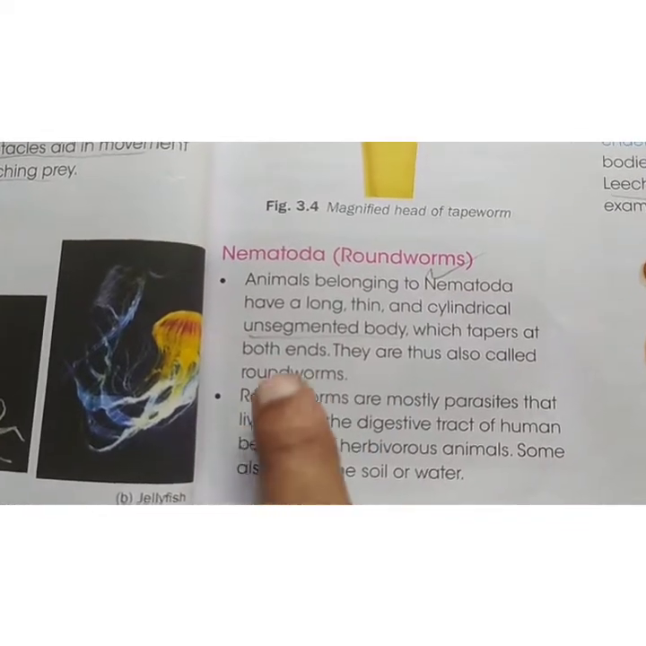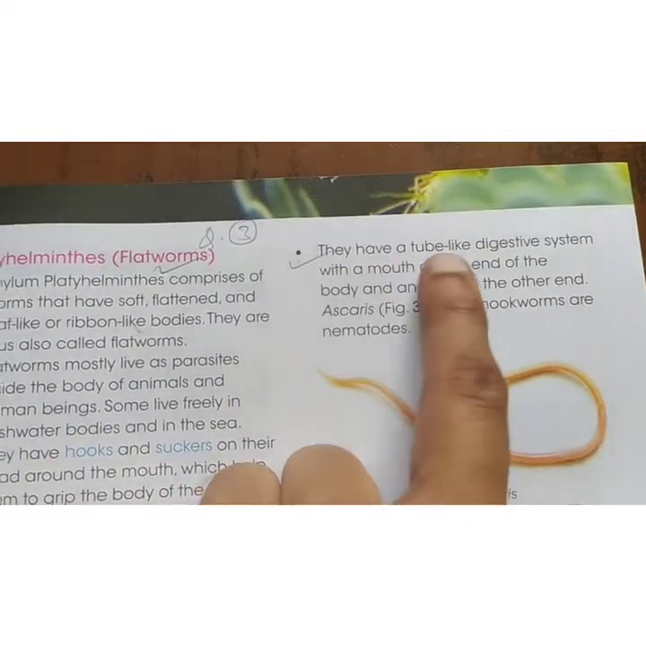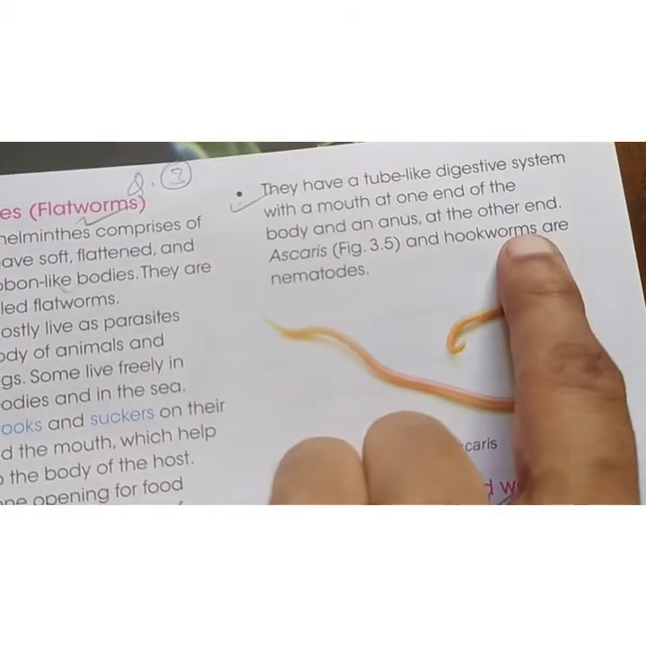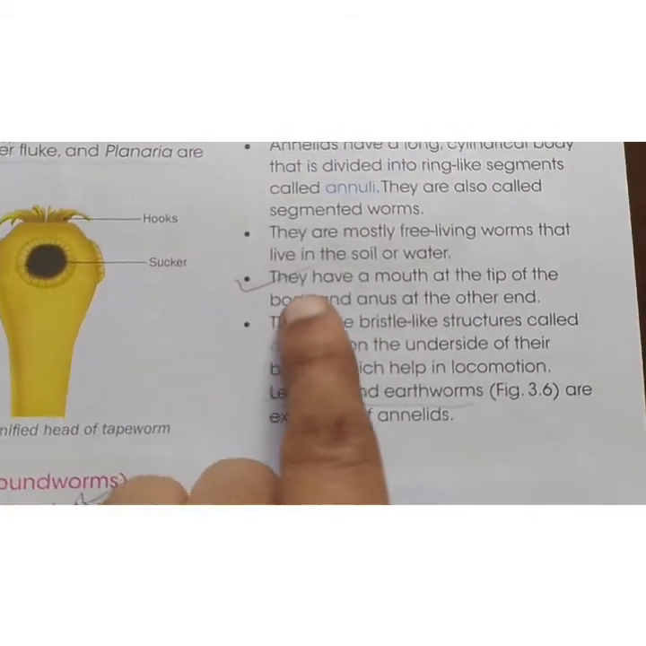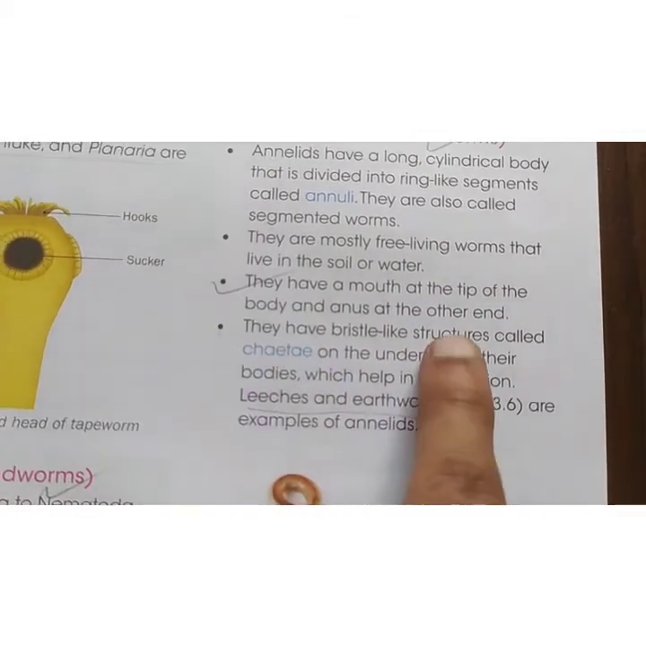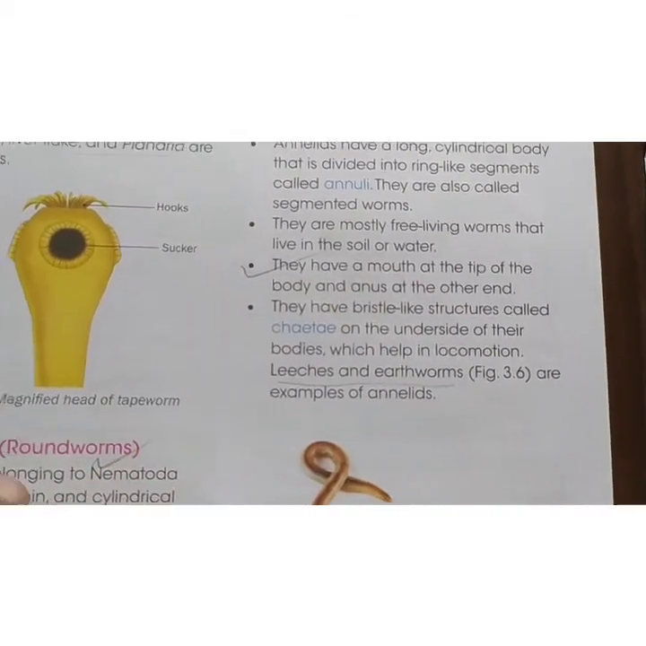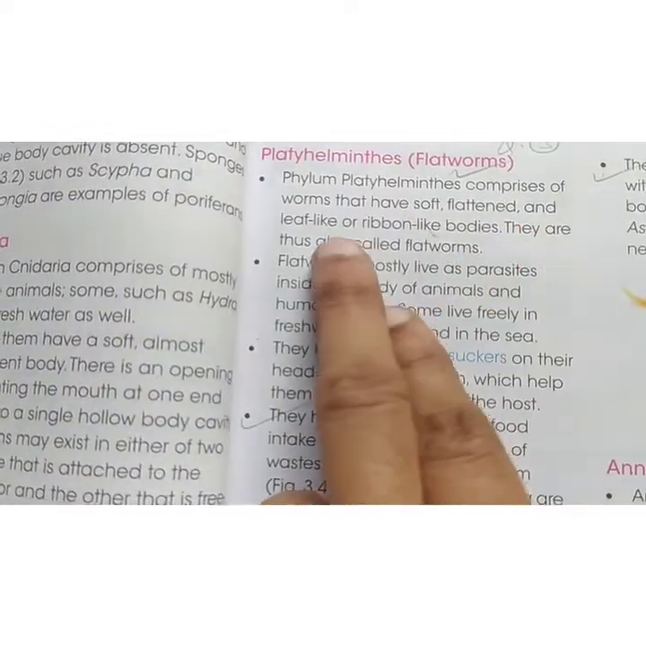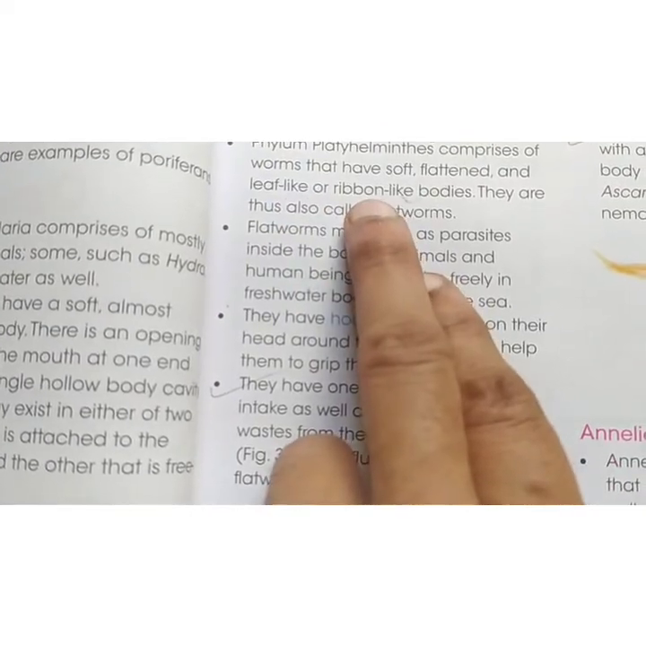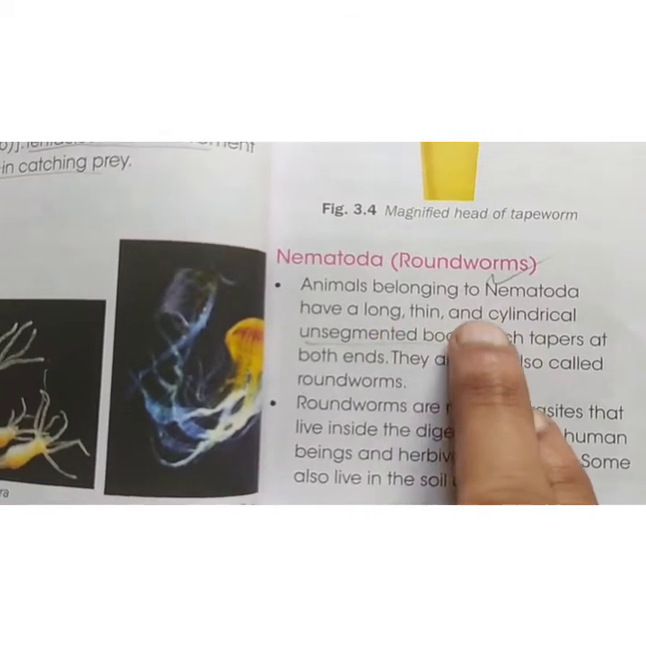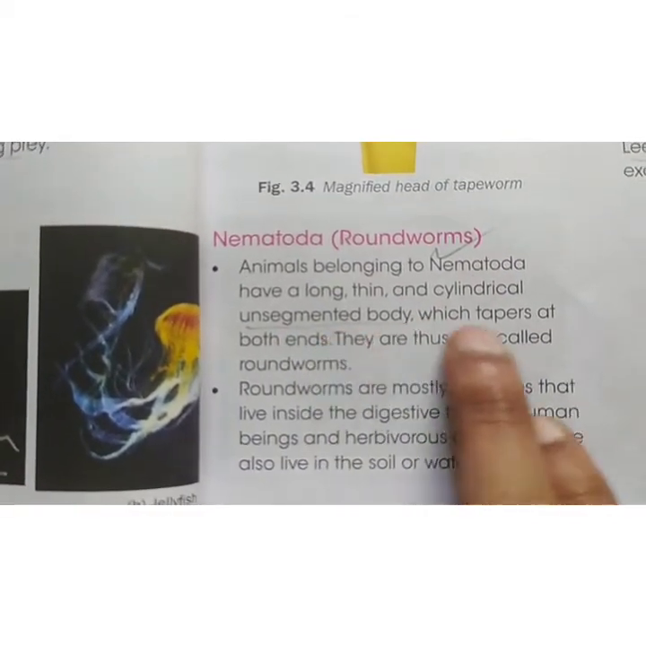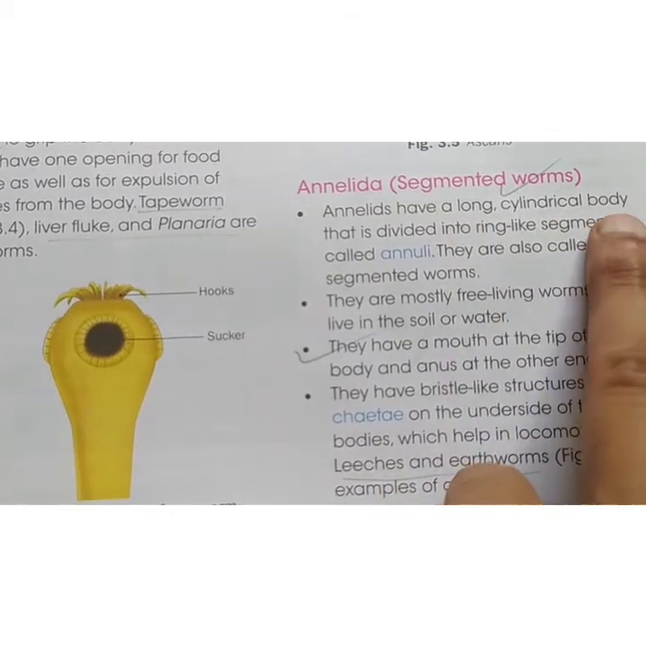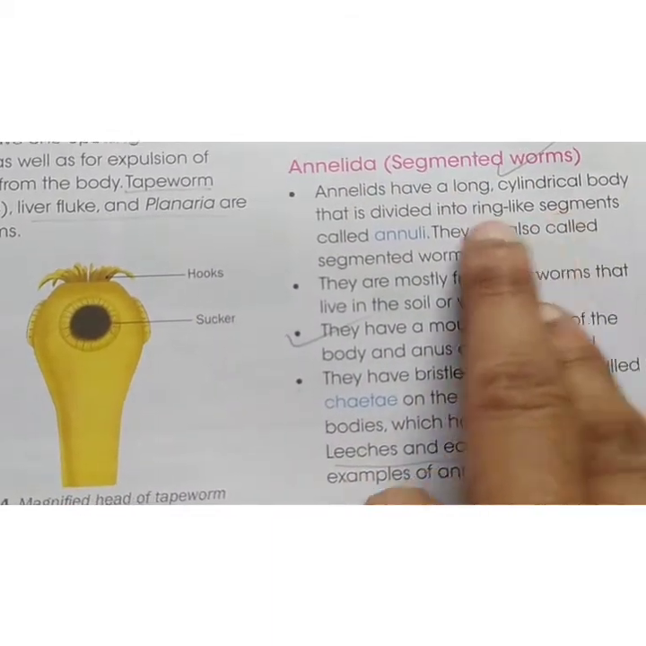Here in the round worms you can write this point, they have a tube like digestive system with a mouth at one end of the body and anus at the other end, example Ascaris and hookworm. Then in segmented worms you can write, they have a mouth at the tip of the body and anus at the other end. If you want, you can write second point also, but at least one point should be there in each. Second point you can write is like their body shape. They consist of worms that have soft, flat, leaf-like bodies. They are also called flat worms. Here you can write, they have long, thin, cylindrical, unsegmented body which tapers at both ends, so they are called round worms. And in annelida you can write, or segmented worms, they have long cylindrical body that is divided into segments called annuli.